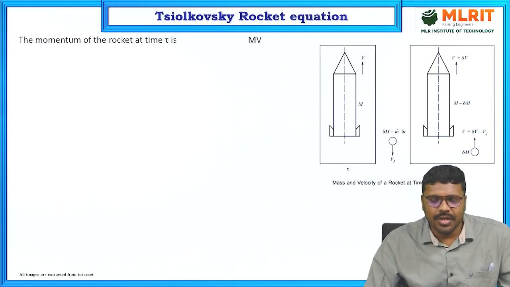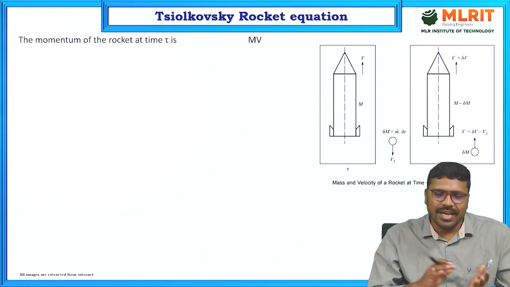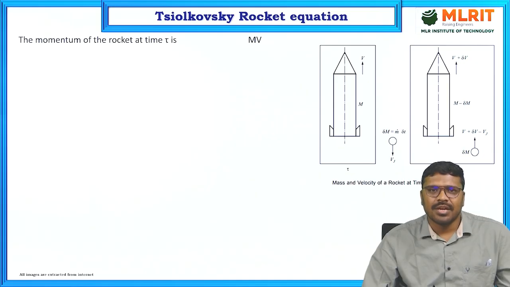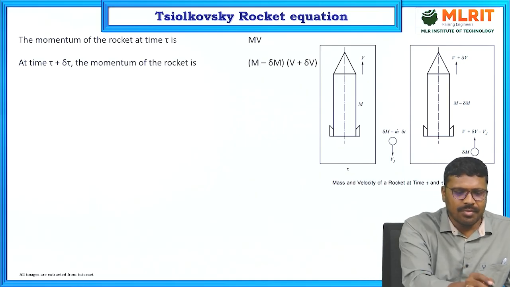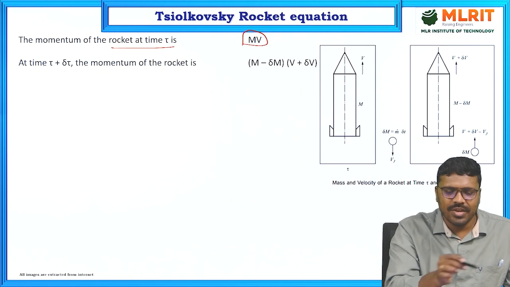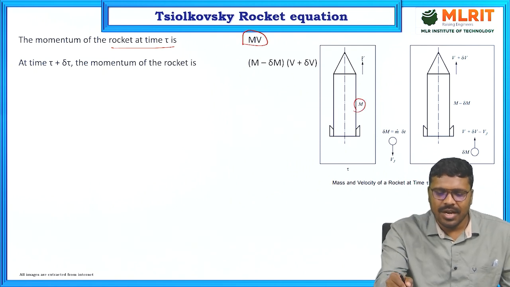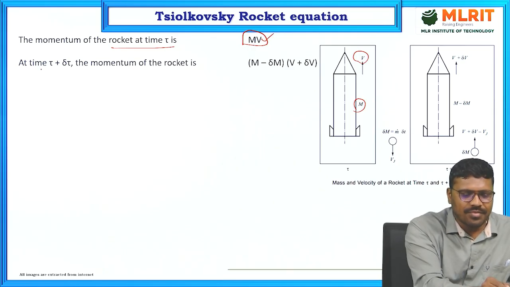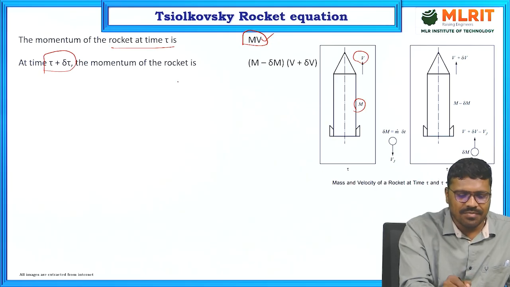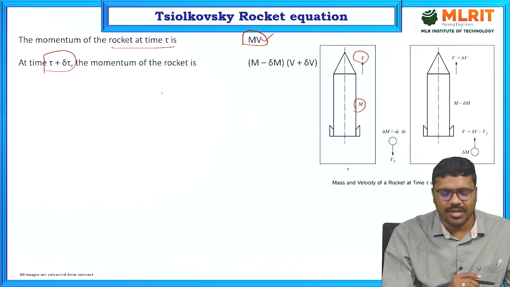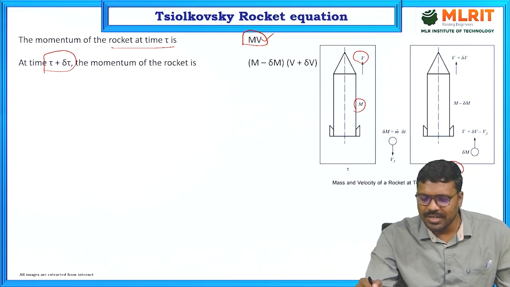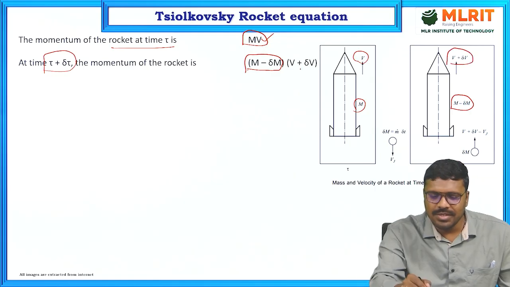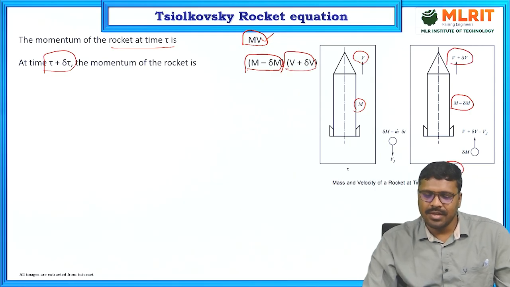Now we are going to calculate the momentum of the rocket at time t and also at time t plus delta t, and we are going to apply the conservation of momentum principle here. The momentum of the rocket at time t is mass into velocity. The mass of the rocket is M and the velocity of the rocket is capital V, so momentum is equal to M into V. The same way, the momentum of the rocket at time t plus delta t is the mass of the rocket at t plus delta t, which is M minus delta m, times the velocity of the rocket, which is V plus delta V.